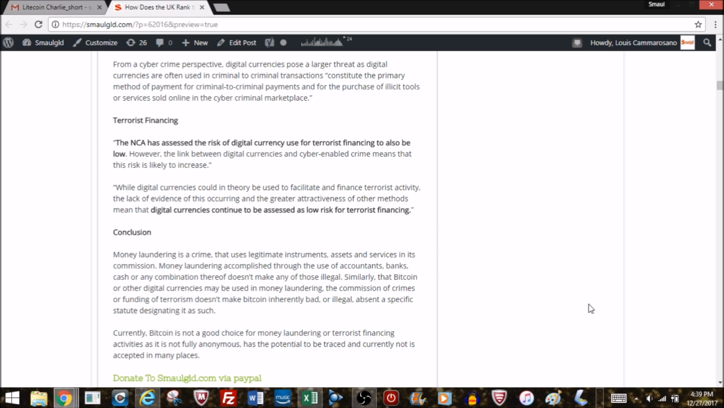So we can conclude that Bitcoin is not necessarily, and I agree with the conclusion of the UK Treasury, one of the better instruments for money laundering or terrorist financing.